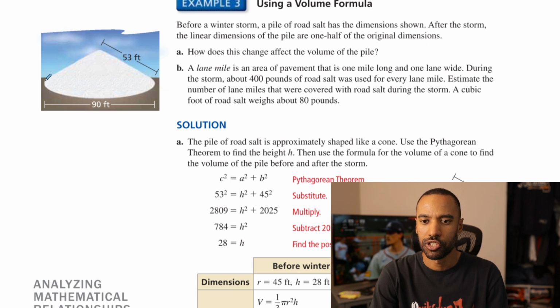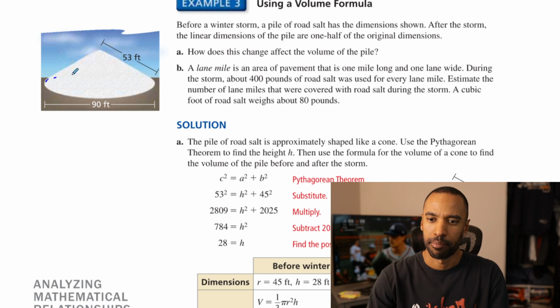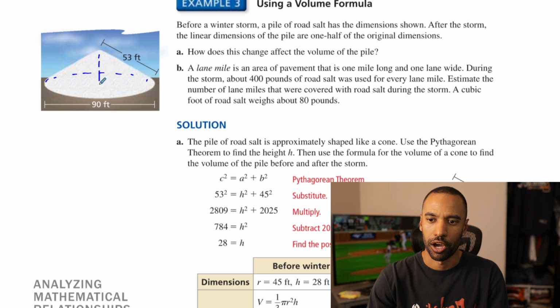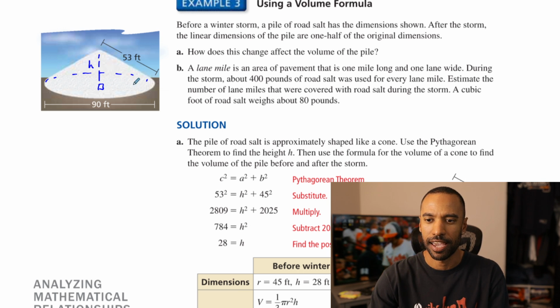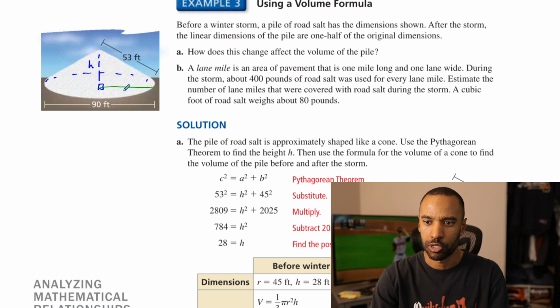So first of all, this is a cone, right? By nature, the volume of a cone is 1/3 area of base times height. Not this height here of 53, but this height here of h. So they're going to have to find that out. And this diameter is 90, which means this is 45. They're going to have to use the 45 and 53 to find out what this height is here.